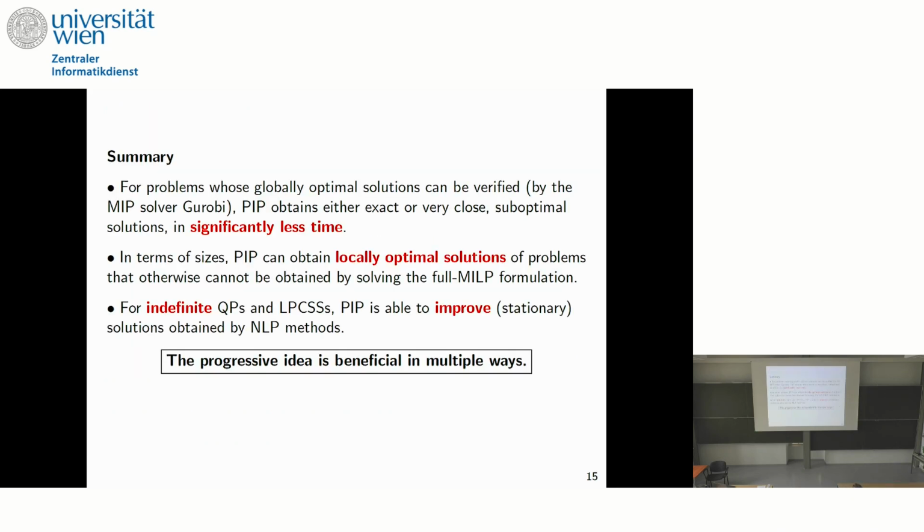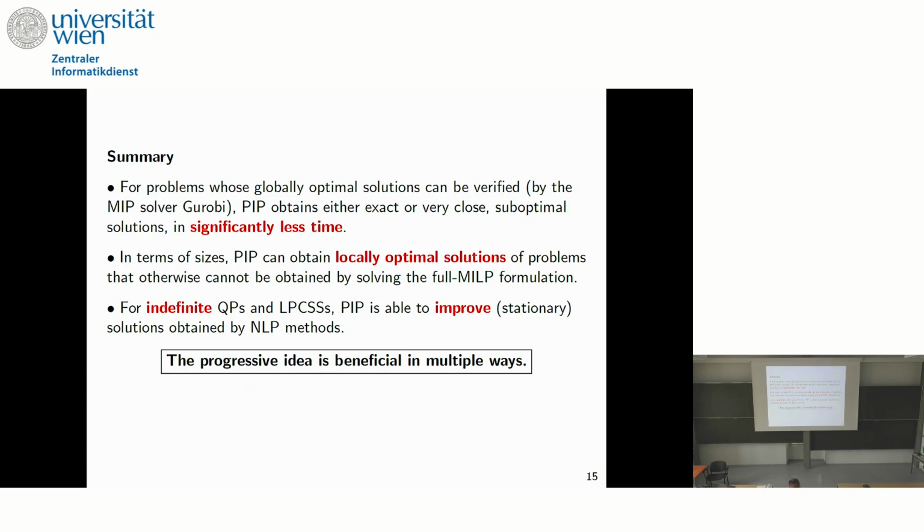So, computation results. First of all, before I show you computation results, I want to summarize the findings. For problems whose globally optimal solution can be verified, so the problem size is not too big, you can actually verify, for example, by solving the full integer problems, that you actually know the global solutions.